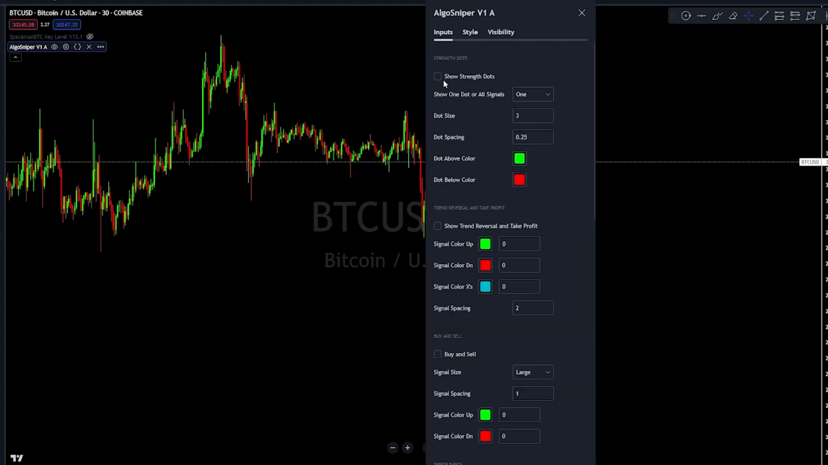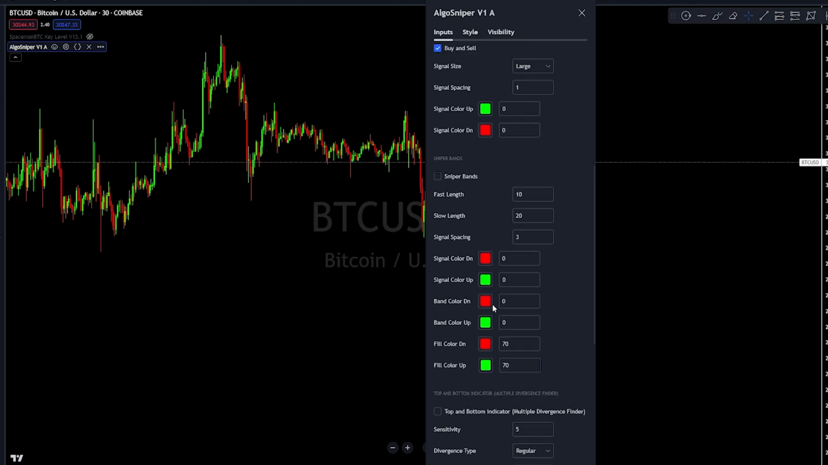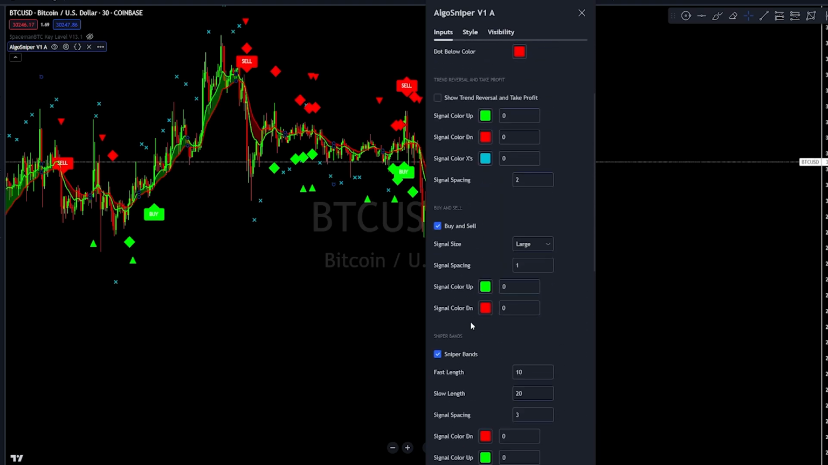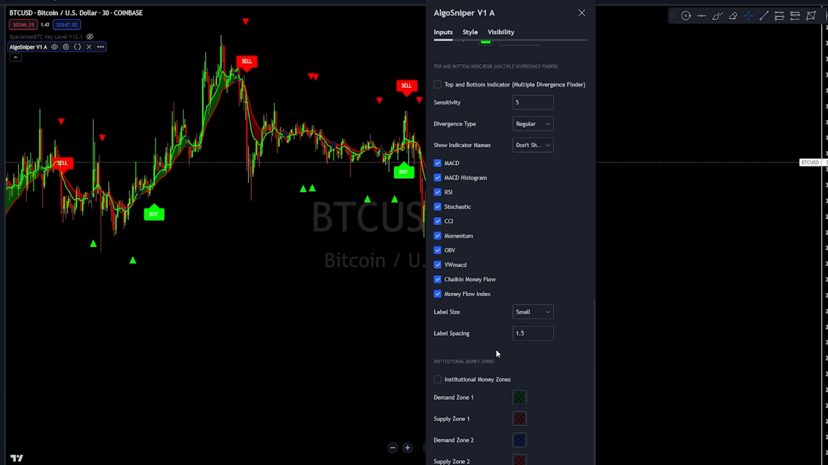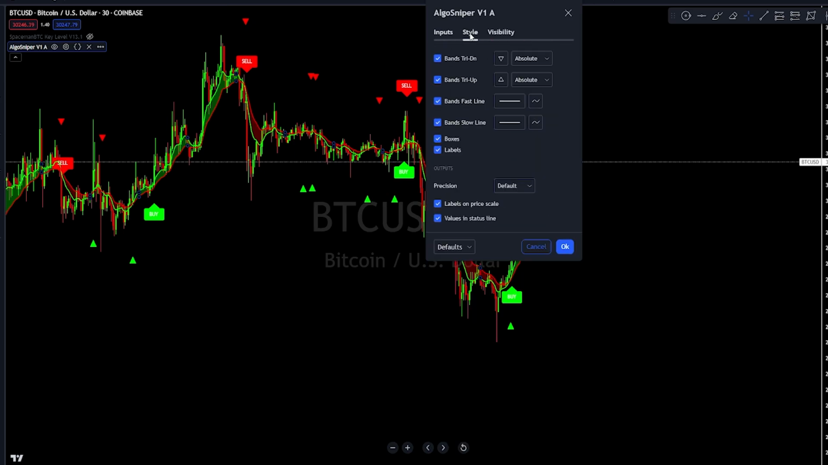Okay, so let me go into my strategy. I'm gonna give you guys a strategy that you can use. And what we're gonna use is the buy and sell alerts and the sniper bands. I'm gonna unclick the band triangles just for today. I'm gonna change the band thickness.